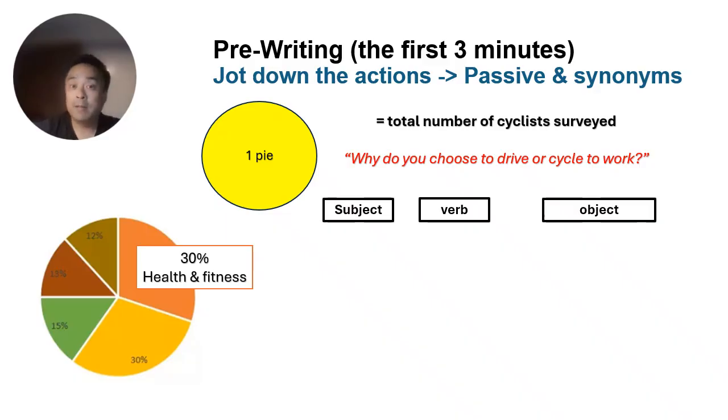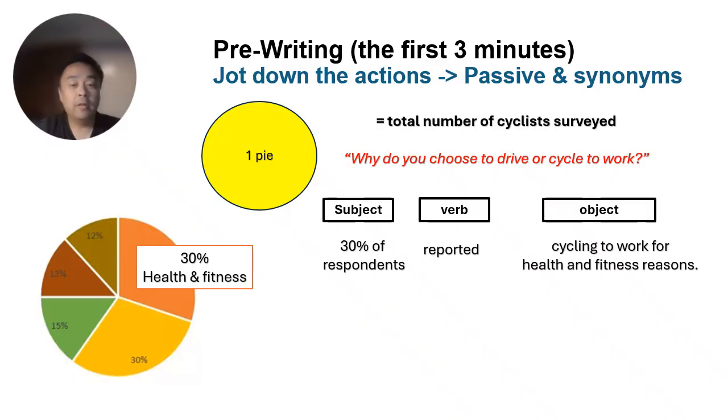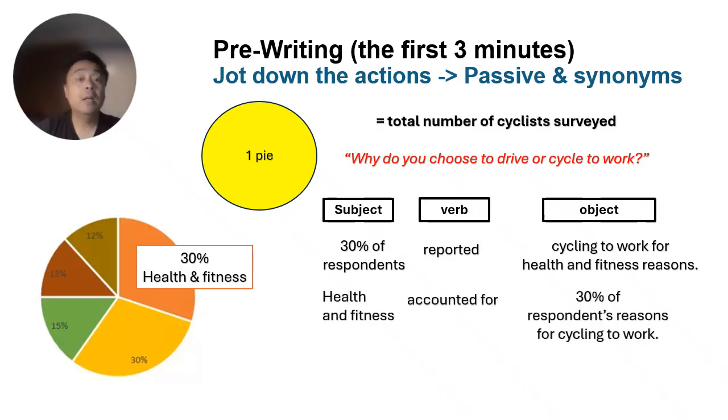Now, I can make my sentence in a couple of ways. Take a look. If I use the percentage, the number, as part of the subject of my sentence, I can say 30% of respondents. Respondents are people who take the survey. 30% of respondents reported cycling to work for health and fitness reasons. What if I wanted to talk about health and fitness as the subject of my sentence? Health and fitness accounted for 30% of respondents' reasons for cycling to work.